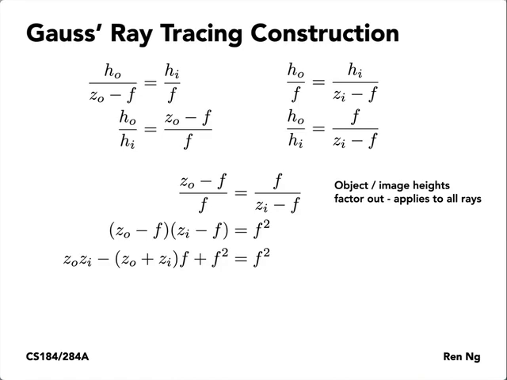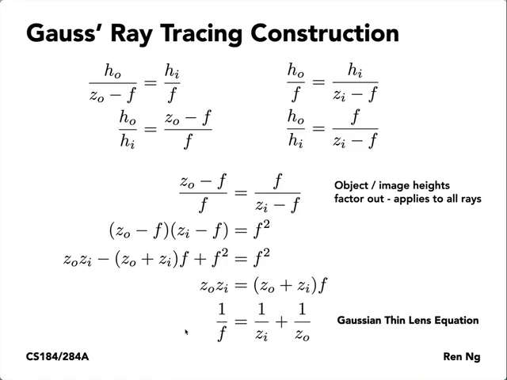You can multiply out these two terms and collect some terms, which ends up with an equation that looks like this. And then finally, you can recognize this form. If you divide through both sides by Z sub O times Z sub I times F, you end up with this thing over here. I also swapped the two sides of the equation. What you get is 1 over F equals 1 over Z sub I plus 1 over Z sub O. And this is the famous Gaussian thin lens equation.